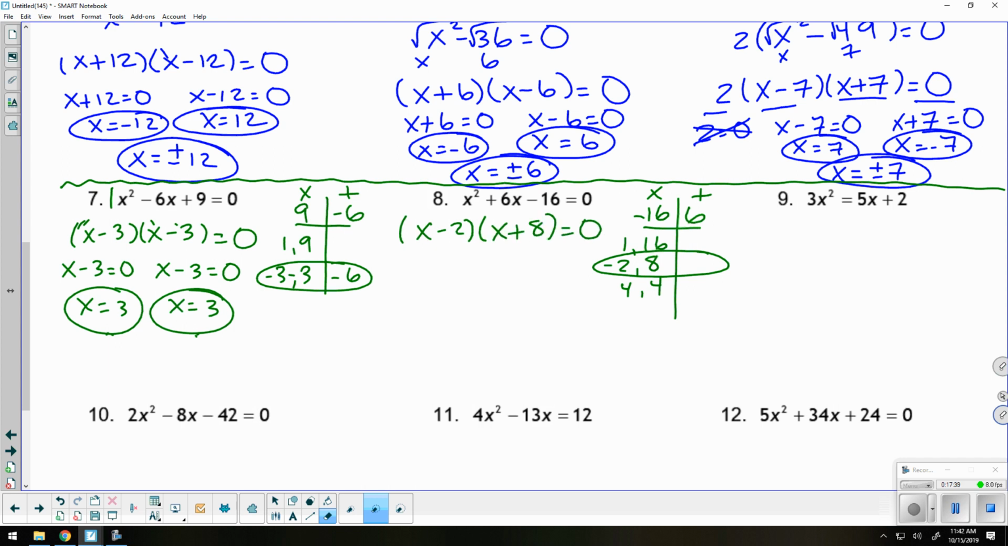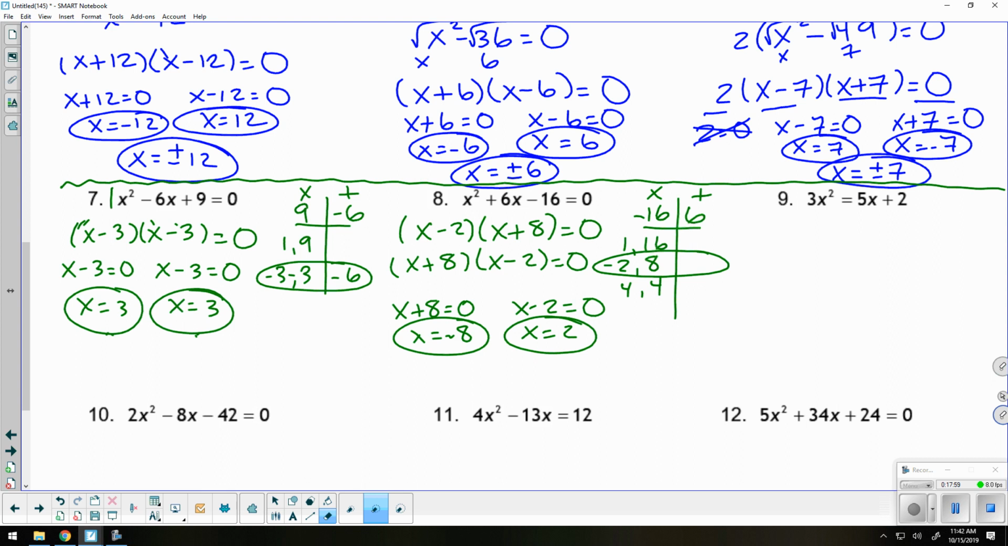Doesn't matter how you list them either. If you wanted to, you can even write this out as x plus 8 and then x minus 2. It's the same thing either way. Now just simply solving it, set x plus 8 equal to 0, set x minus 2 equal to 0, then solving for both of them, x equals negative 8, then x equals positive 2. Here are your two solutions.